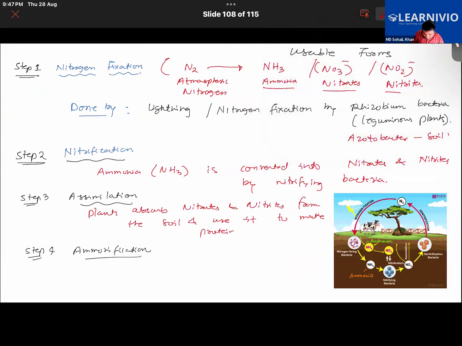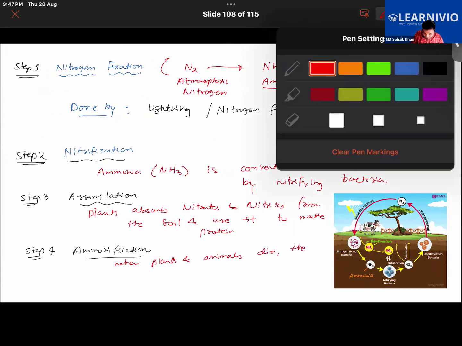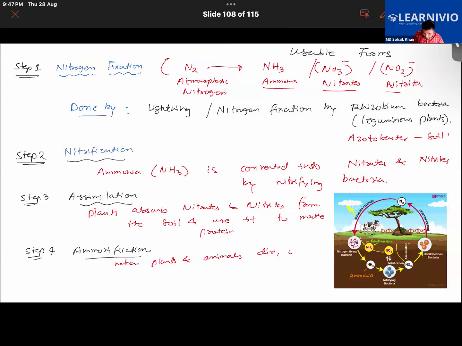So when plants and animals die, or animals excrete waste, then decomposers convert them into ammonium. Okay, so that is the process of ammonification.